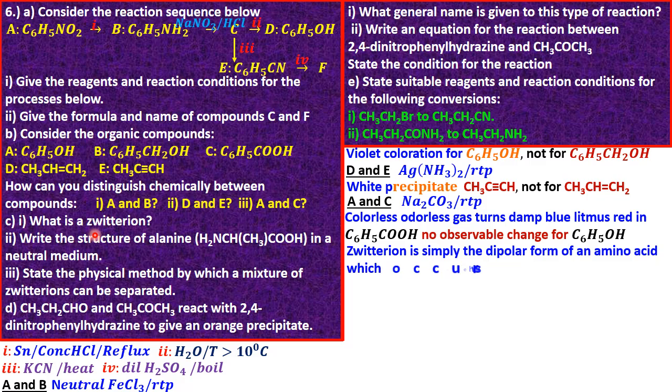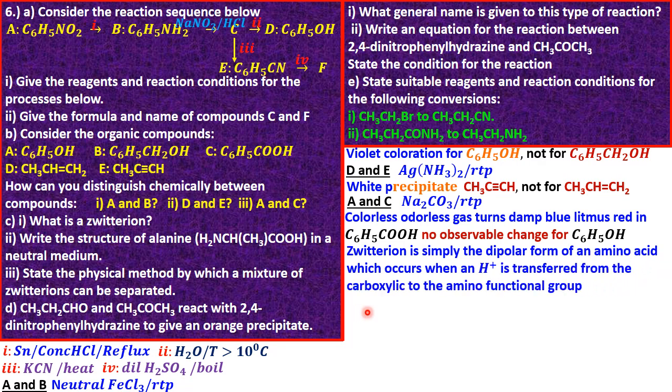So friends, a zwitterion is simply a polar form of an amino acid which occurs whenever an H plus ion is transferred from the carboxylic acid functional group into the amino functional group. Right? That's a zwitterion. They want us to write the structure of alanine in neutral medium. That is the zwitterion form of this.